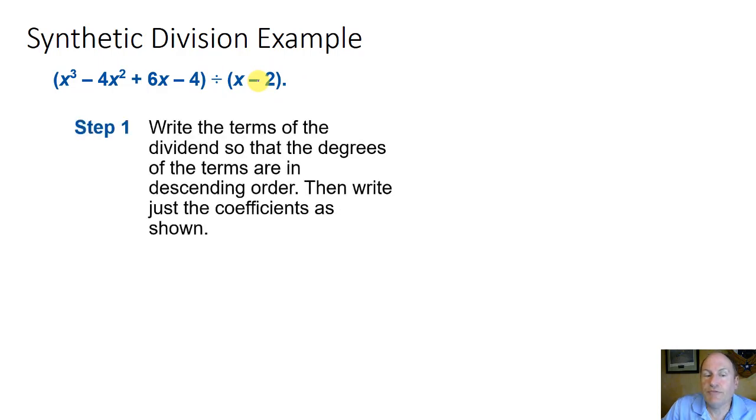So we're going to write the terms of the dividend so the degrees of the terms are in descending order, always descending order. Also, even though my examples don't have it, if you have a power that's not represented, you need to put a 0 there. For example, if there was no 6x term here in my division, I would write a 0 for that, just like you would put a 0 in, say, the tens place. Okay, so the dividend here becomes 1, negative 4, 6, negative 4. So we're just writing the coefficients down.